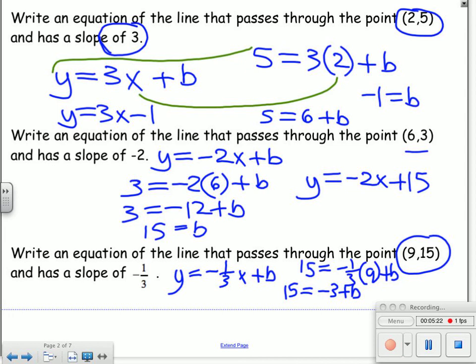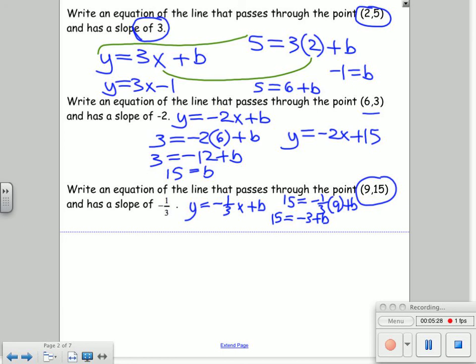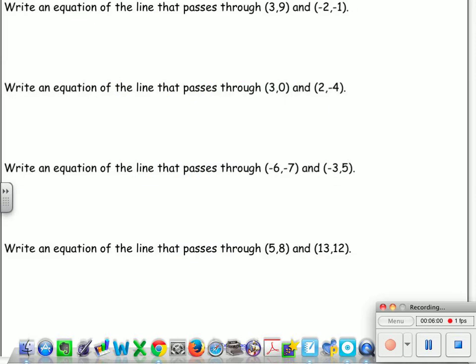And negative 1/3 times 9 is going to give us negative 3 plus b is equal to 15. And so now we got negative 15 is equal to negative 3 plus b. So now we're just going to solve for that. We're going to add 3 to both sides, and we end up with 18 is equal to b. Now we've got our equation. Y is equal to negative 1/3 x plus 18. And we're all good.